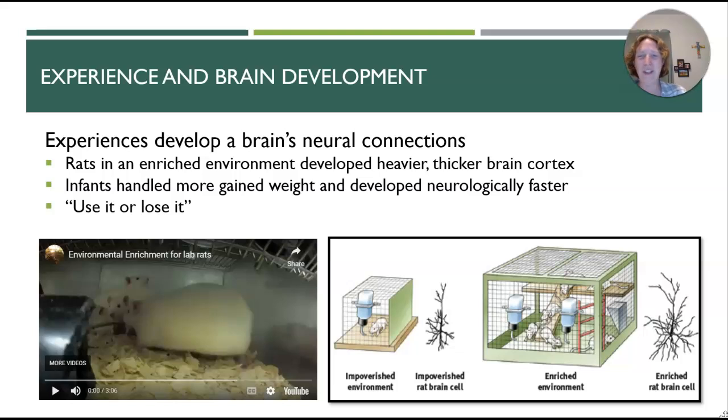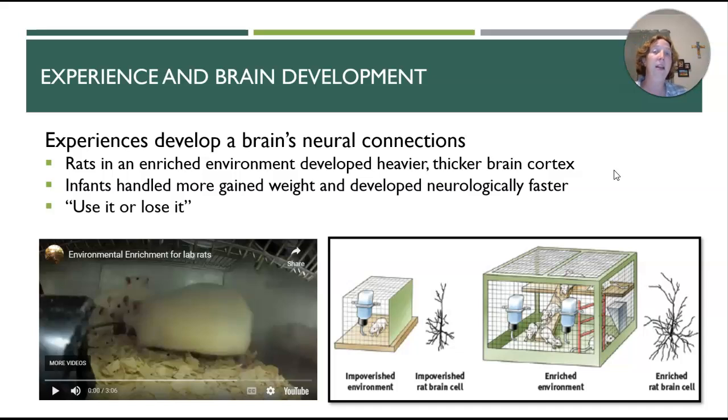Researchers studied rats, and we'll watch this video in class, but researchers studied rats both in an impoverished environment, meaning a cage with nothing in it other than basic food and water, and then rats that were in an enriched environment, an environment that had toys, other rats, things like that. And then they compared their brain cells. If you look at these pictures, you can see this is the brain cell of an impoverished rat, and this is a brain cell of an enriched rat. What that told researchers is that experiences help develop a brain's neural connections.